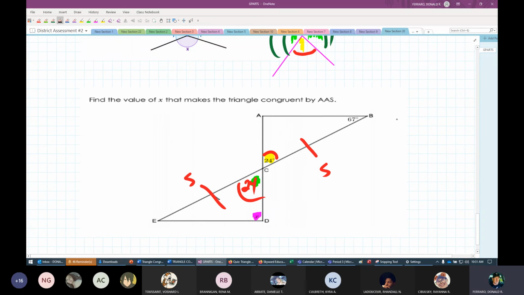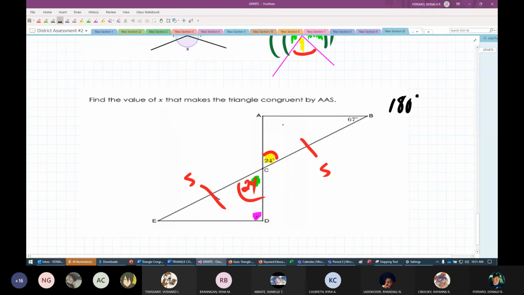What is the sum of the three angles of any given triangle? That's hard. No, it's not hard. Can I guess? Yeah. 180. 180. That's a pretty good guess right there. Remember. You got it. All right.